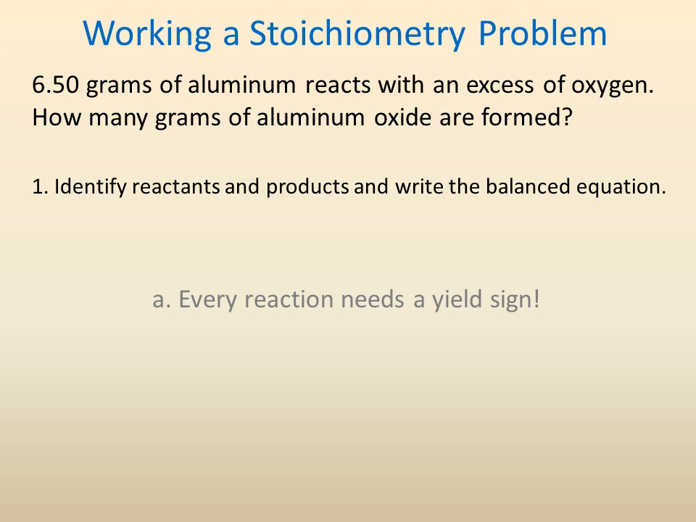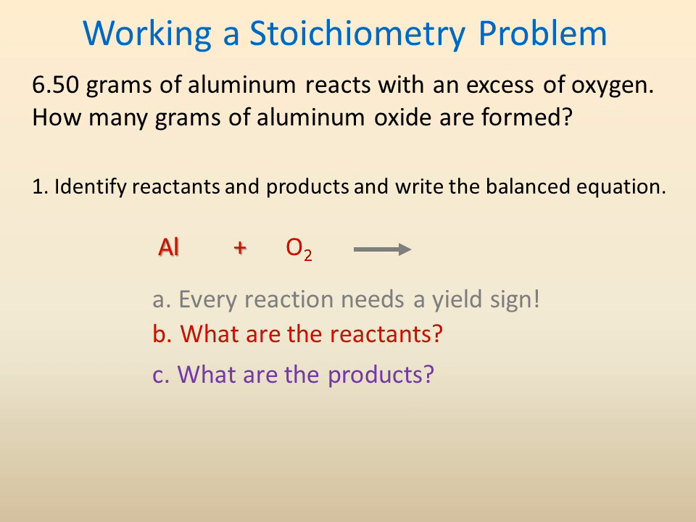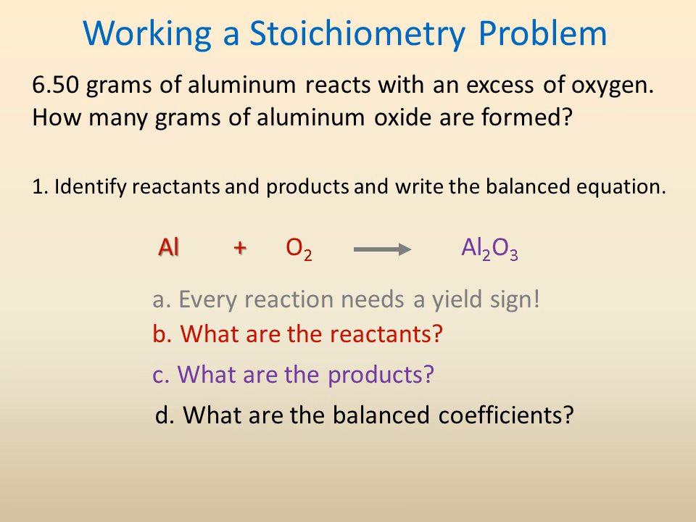First up, we can start with a yield sign. Then we need to know that our reactants are going to go on the left-hand side of the equation. And in this case, we're going to have aluminium and we're going to have oxygen as our reactants. Then we need to identify our products. Our product in this case is the aluminium oxide. Make sure you get the formula correct for that: you have Al2O3. Then we need to balance the coefficients of our equation. So we need to have 4 aluminiums, 3 oxygens, and that will give us 2 aluminium oxides.